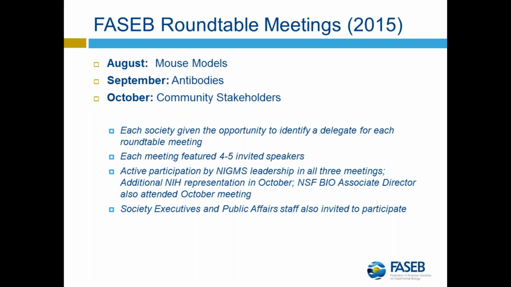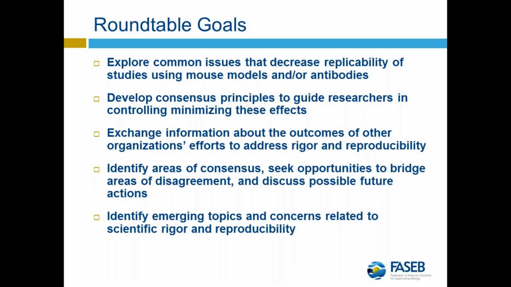And then in October, we brought in some of our partners in the DC area, other professional societies that were talking about rigor and reproducibility with their members, to see what they had already done, what worked, and what didn't, so that we were being complementary, not repeating existing positive efforts, but also not repeating failed experiments. These roundtable meetings had delegates from each of our member societies. We would have 4 to 5 invited speakers, and we had active participation from our member societies as well as NIH leadership. And they were really great dialogues.